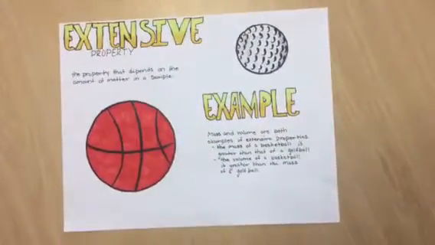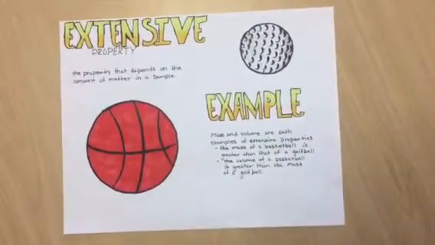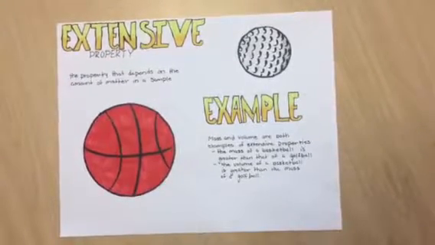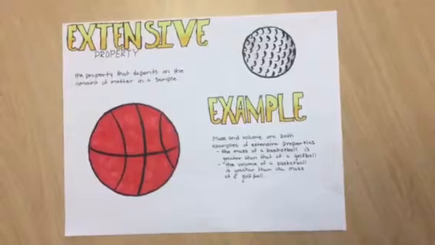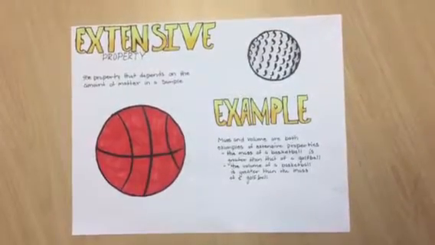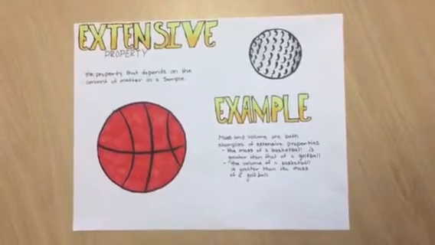Extensive property is the property that depends on the amount of matter in a sample. Mass and volume are both examples of extensive properties. The mass of a basketball is greater than that of a golf ball. The volume of a basketball is greater than the volume of a golf ball.